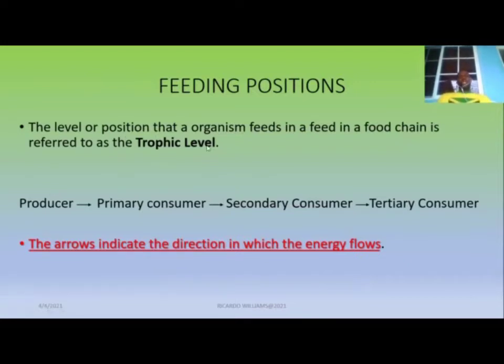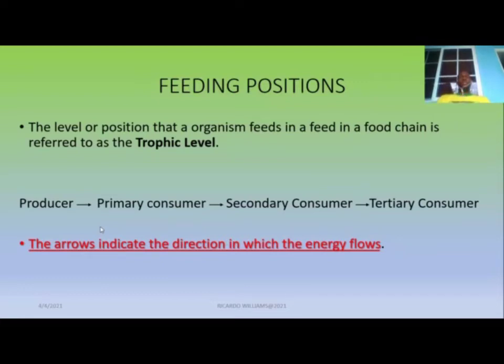Alright, so now let's look at basically the feeding positions that these organisms find themselves in. So the level or position that an organism feeds in a food chain is referred to as the trophic level, right? So let's look now. The first trophic level, I'm giving you them in the correct order. The first trophic level would be the producer trophic level.